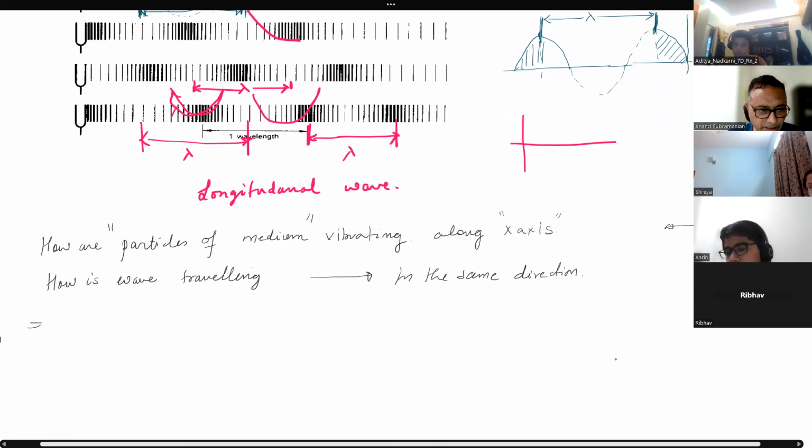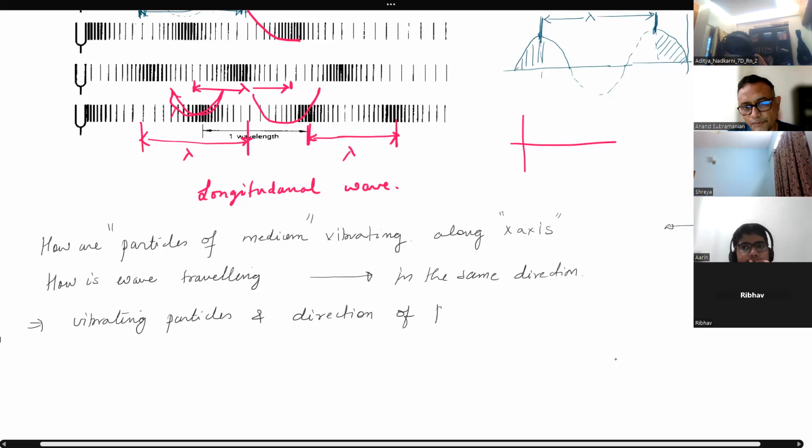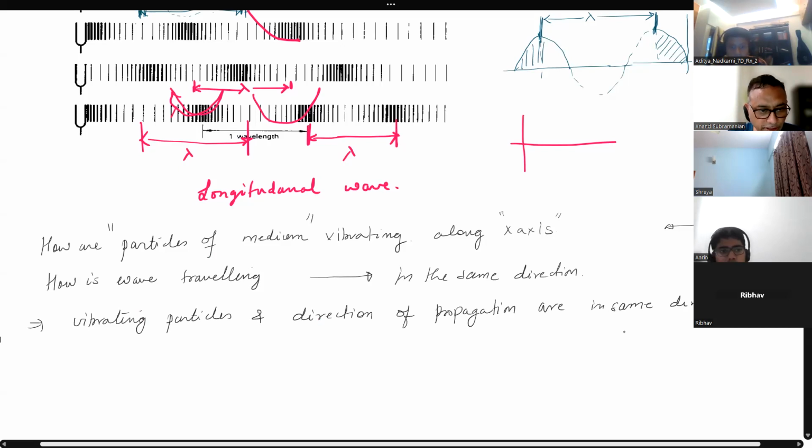Which means that vibrating particles and direction of propagation are in the same direction. Such types of waves are called longitudinal waves. And an example of a longitudinal wave is the sound wave.